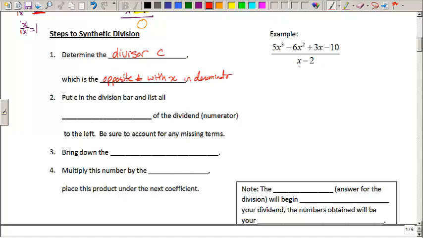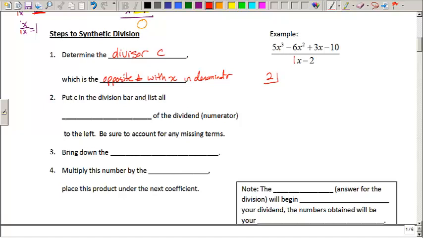Okay, so looking at this, we have a linear term here, leading coefficient of 1, so this does classify as a synthetic division problem. My divisor, or my C, will be the opposite of the number in the divisor that's with the x. So my divisor is going to be 2, and I'm going to put that in the little division bar, which is step 2.